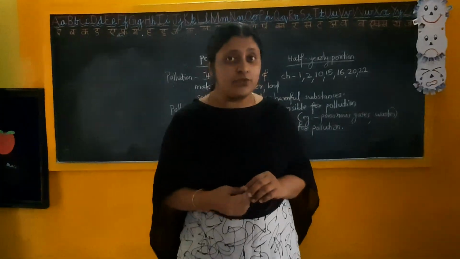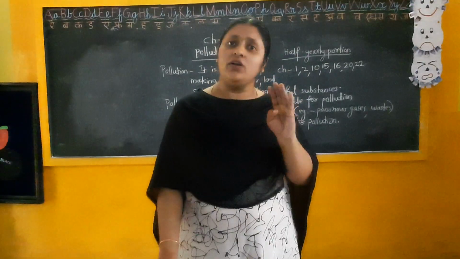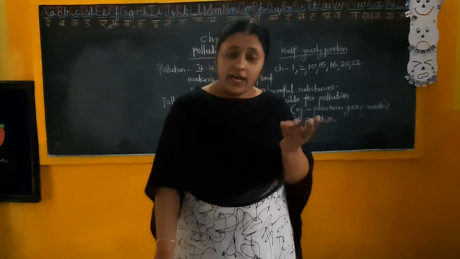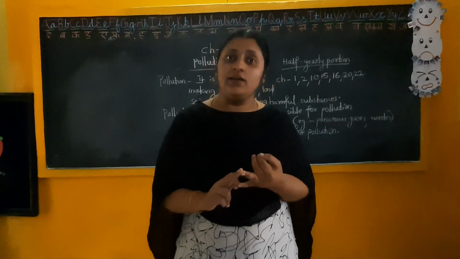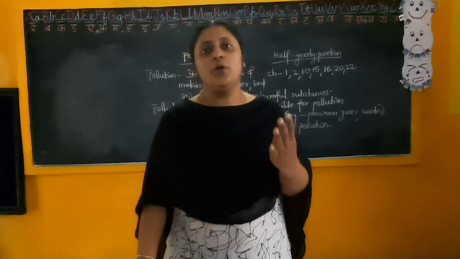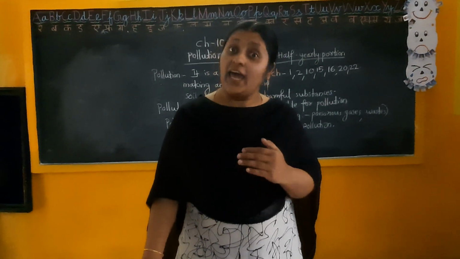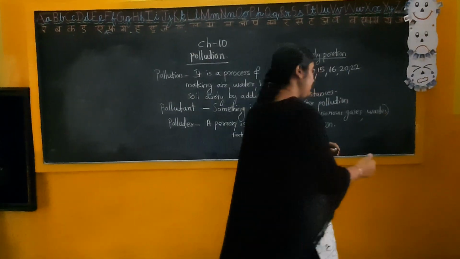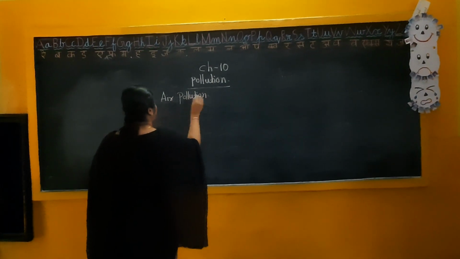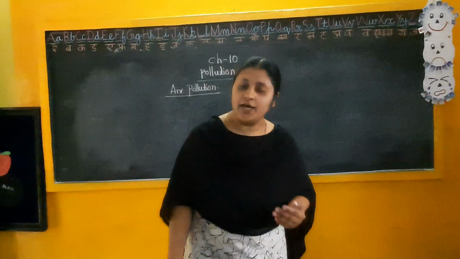Different types of pollution. In your book, in this chapter, we are going to learn about 4 important types of pollution: air pollution, water pollution, noise pollution and soil pollution. And first we are going to learn about air pollution.